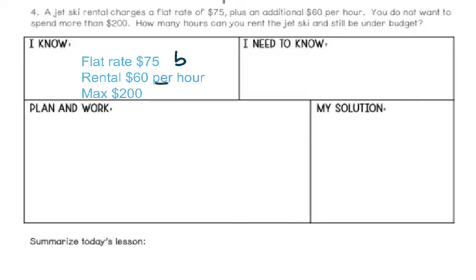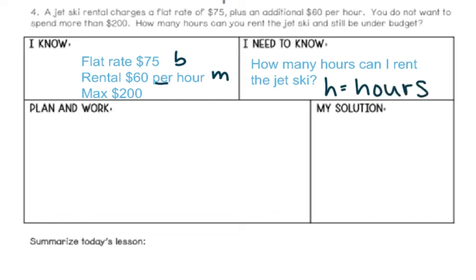Next, I know that my rental is $60 per hour. Again, that word per indicates that I'm going to be multiplying 60 times the amount of hours. That is my multiplier. And finally, I know I don't want to spend more than $200. So what I need to know is how many hours can I rent the jet ski? Since I'm solving for hours, I'm going to use h as my variable and say that h is hours.